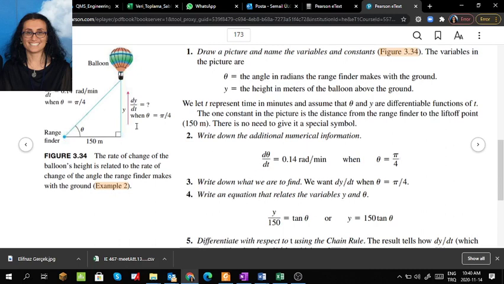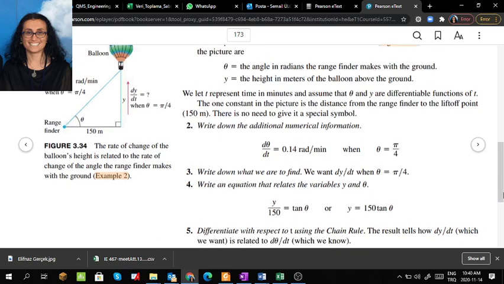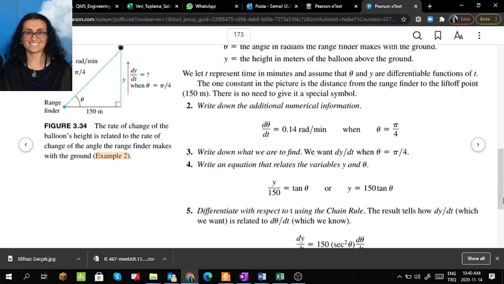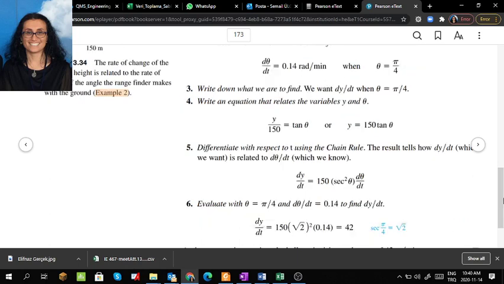So we have a right angle triangle here. We have tangent theta is equal to y over 150 meters. This is a good relationship between y and theta. From here we get y is equal to 150 tangent theta. Then what are we going to do? We are going to differentiate both sides with respect to t, using the chain rule.